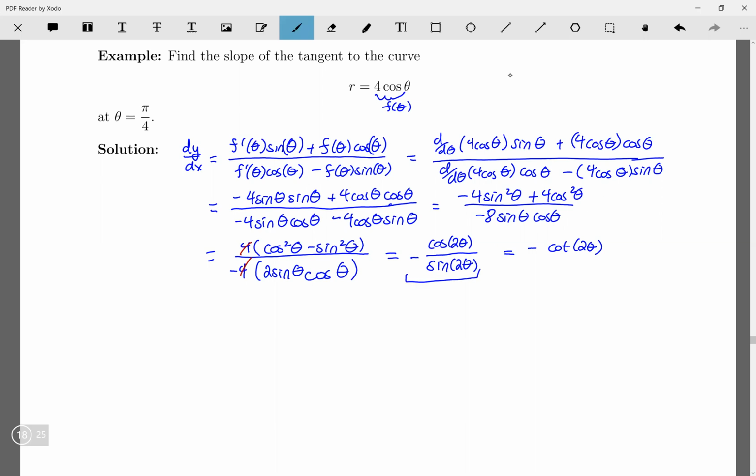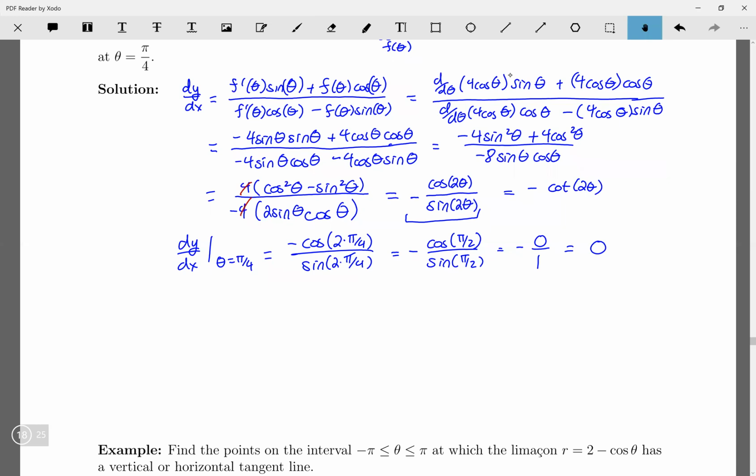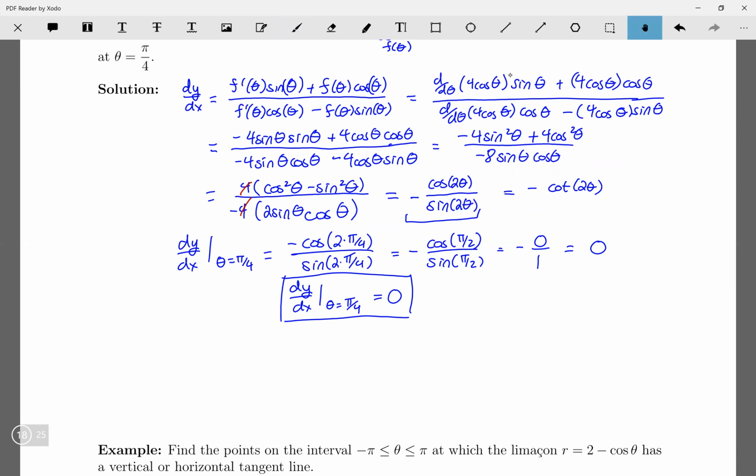this one. So dy dx when theta equals pi over 4 is just going to be negative cosine of 2 times pi over 4 divided by sine of 2 times pi over 4. So I get negative cosine pi over 2 divided by sine pi over 2. So the fact that I messed up the negative didn't do a thing. So dy dx at theta equals pi over 4 is 0. So that tells me that I should have a horizontal line if I'm doing the tangent.